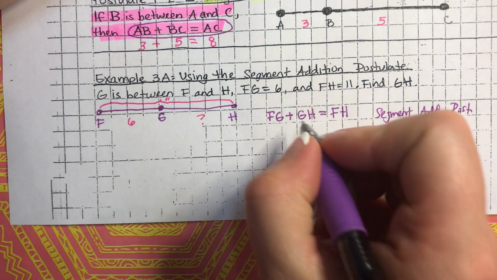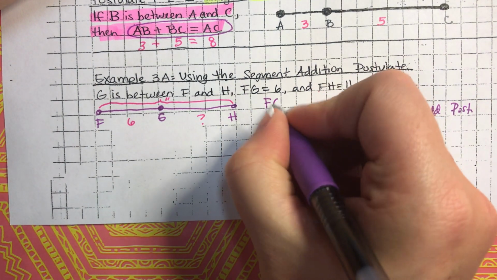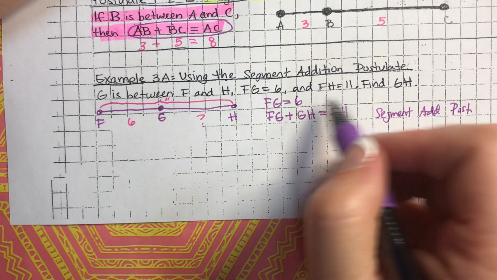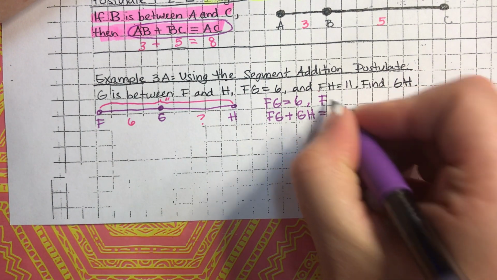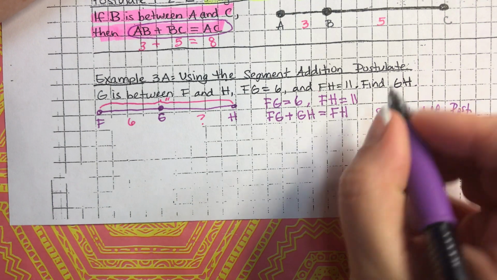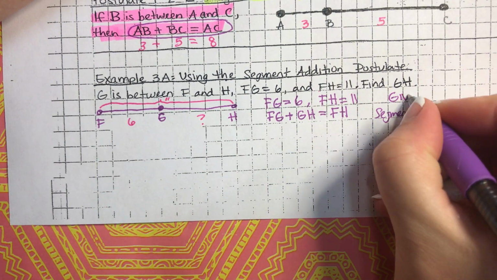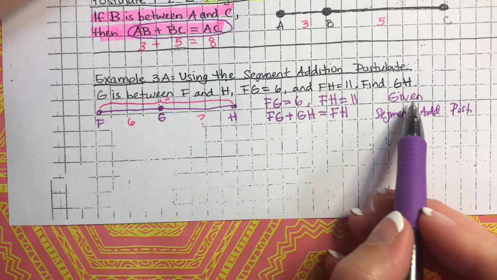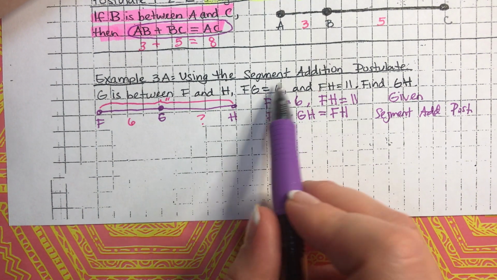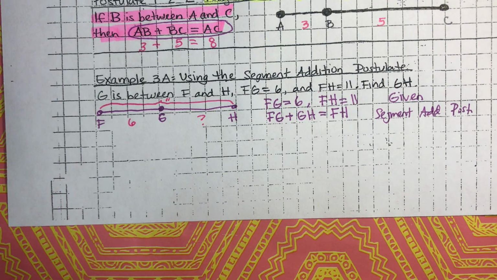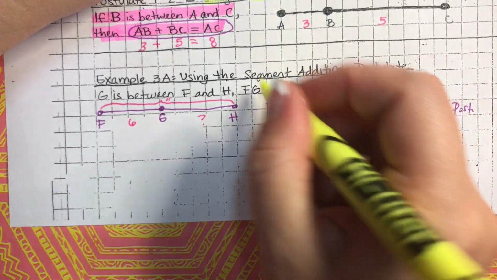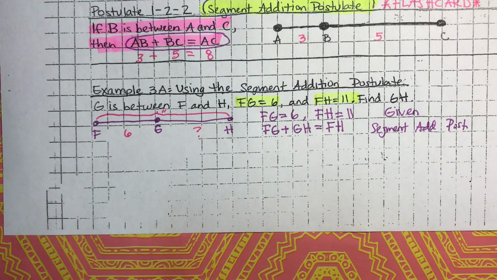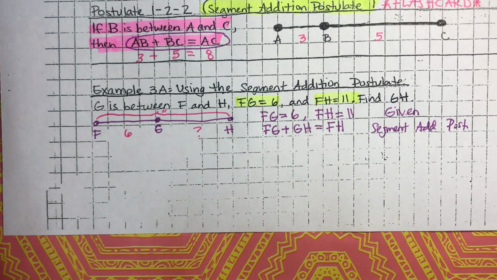So what did the problem give us? They gave us that FG is equal to 6, right? And then they also gave us this. FH is equal to 11, and that's actually called the given information. Whenever the problem gives you information, it's called the given, okay? So these are the two pieces of information that the problem gave us. The problem gave us that information, that's called the given.